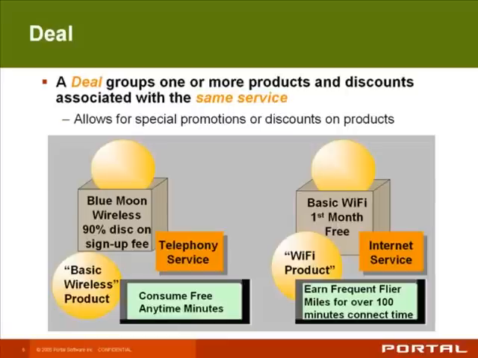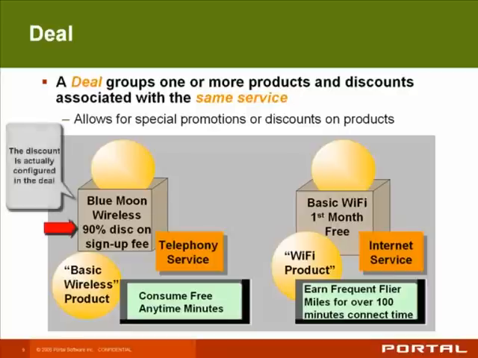Okay, so we already know that a deal groups one or more products and discounts. Let's start with the Blue Moon Wireless deal. First, we note that the service is telephony. Second, it contains the basic wireless product. And third, the deal also contains the Consume Free Anytime Minutes discount. An interesting thing to point out here is that the deal is also giving a 90% discount on the sign-up fee.